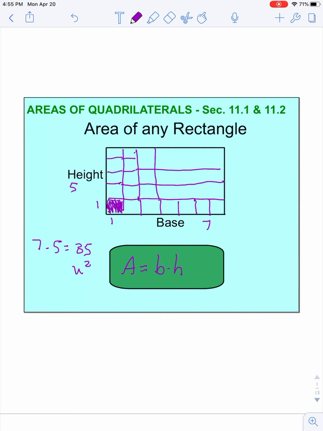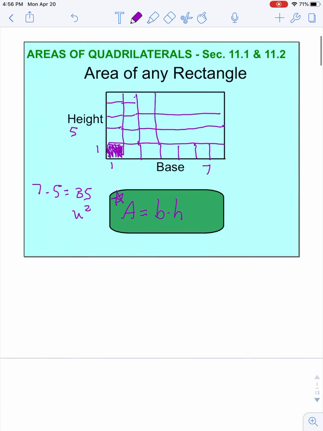Okay, so area of a rectangle, pretty basic, but again, remember that we're going to have a lot of different formulas, so make sure you have that in your head. Area of a rectangle equals the base times the height. Now, I would encourage you also to pause the video as we go through this and make sure you get these formulas down, again, because they are going to come back.